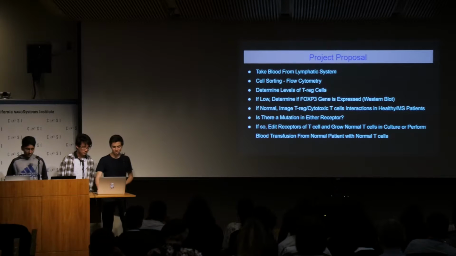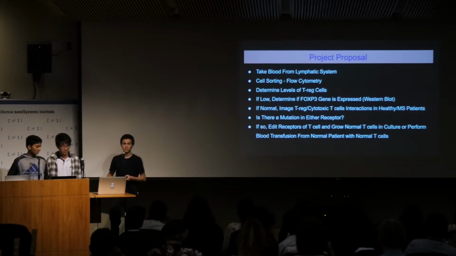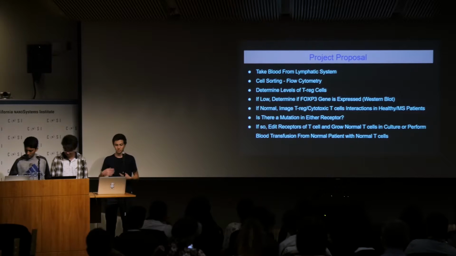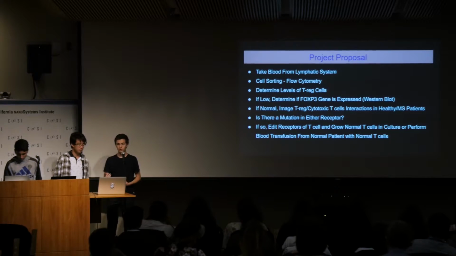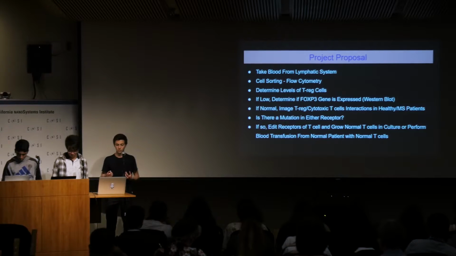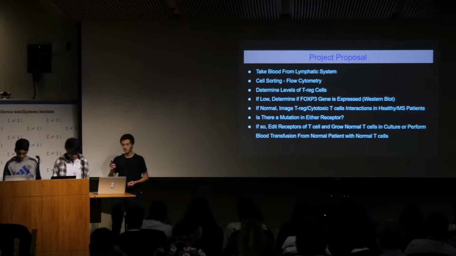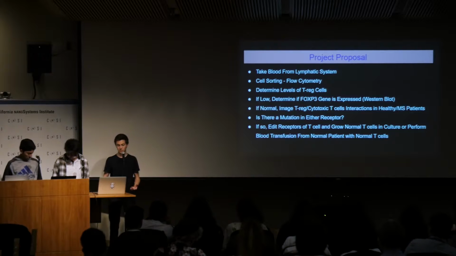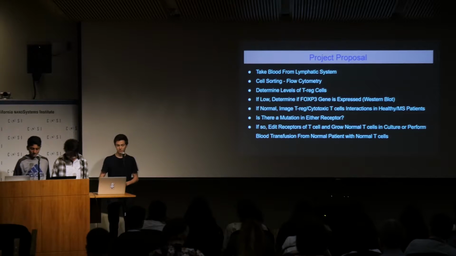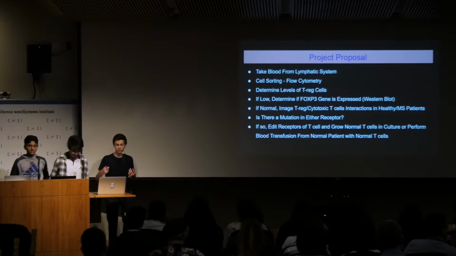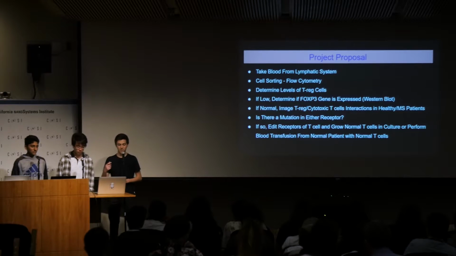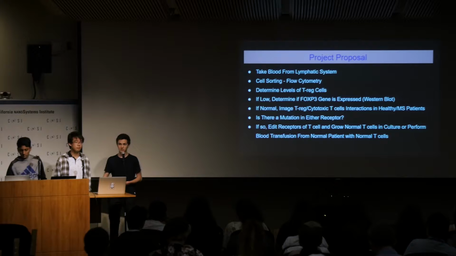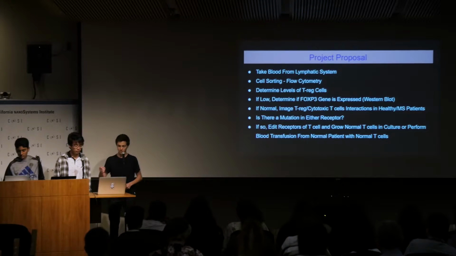Okay, so here's our project proposal. In order to truly mediate or even halt the progression of multiple sclerosis, we must first identify the origin of the autoimmune disease. So we believe that at least for some cases of MS, this is due to T-cell interactions. So for our proposal, we're going to begin by drawing a blood sample from the lymphatic fluid in a patient with MS and one without MS, the one without acting as the control.